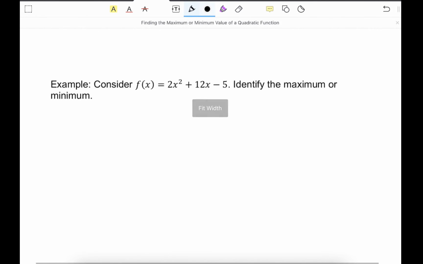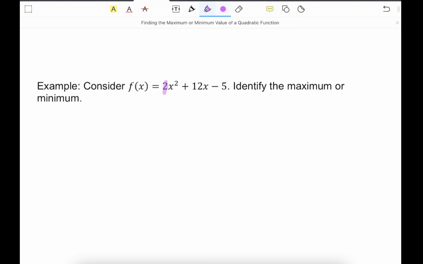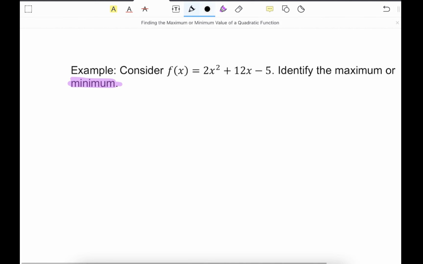For this one here, we have a leading coefficient that is positive. That means it's opening upward, and that means we have a minimum at the vertex. So we just have to find the value of the vertex.